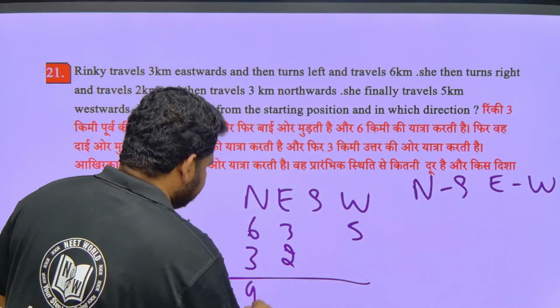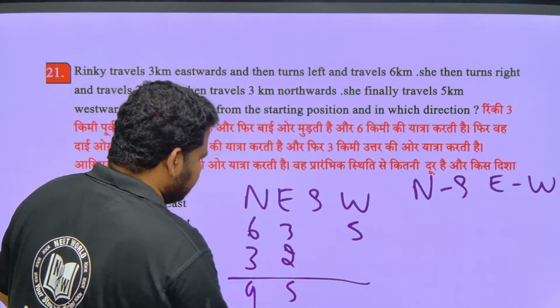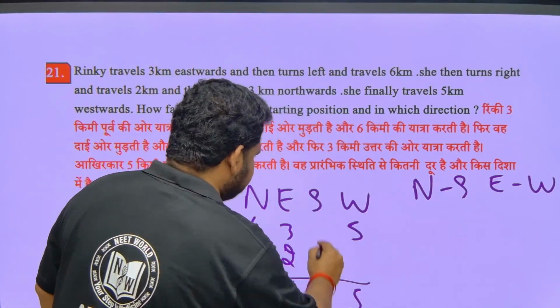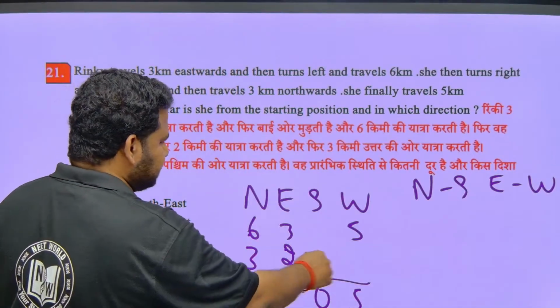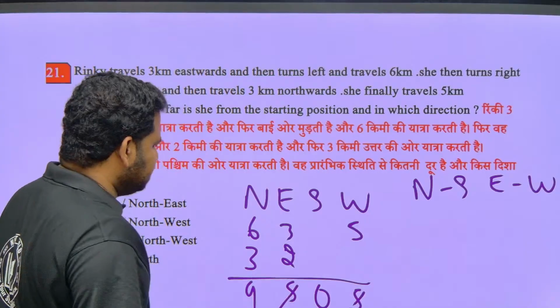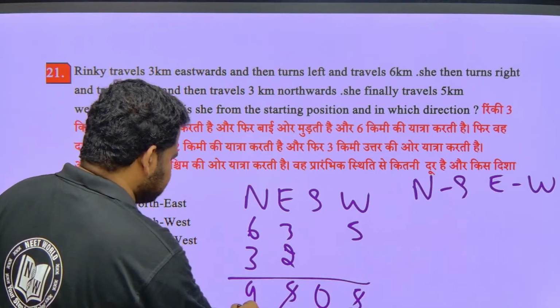6 plus 3 is 9. Under east what is there? 5. Okay. Under west what is there? 5. Under south what is there? 0. So if I talk about the difference, east and west difference is what? 5 and 5 will cancel. North and south difference is what? 9 minus 0 is 9 itself.